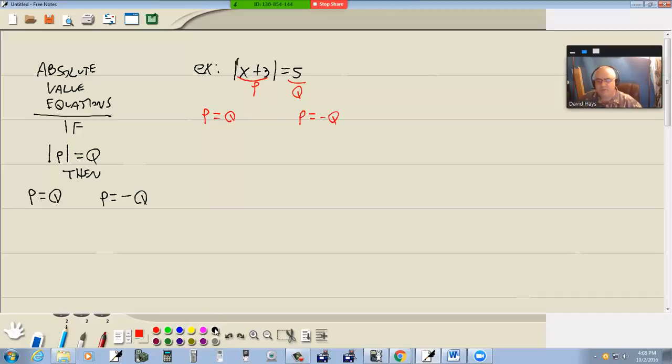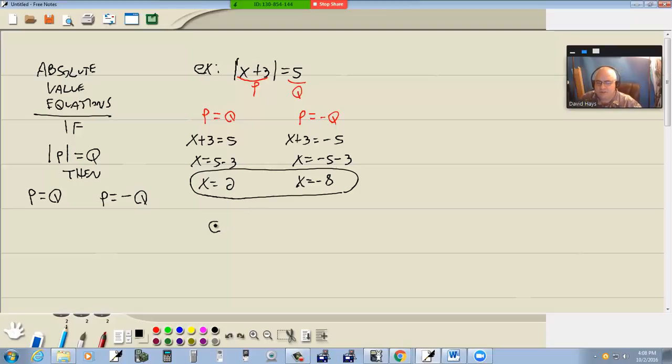And then we just plug in our formula. Everywhere we have a p, we'll plug in x plus 3. And everywhere we have a q, we'll plug in 5. So I got x plus 3 is equal to 5, and x plus 3 is equal to negative 5. Now here I'll take 3 over. So we've got 5 minus 3, which gives us 2. And here I'll take the 3 over and got negative 5, negative 3, which gives us negative 8.